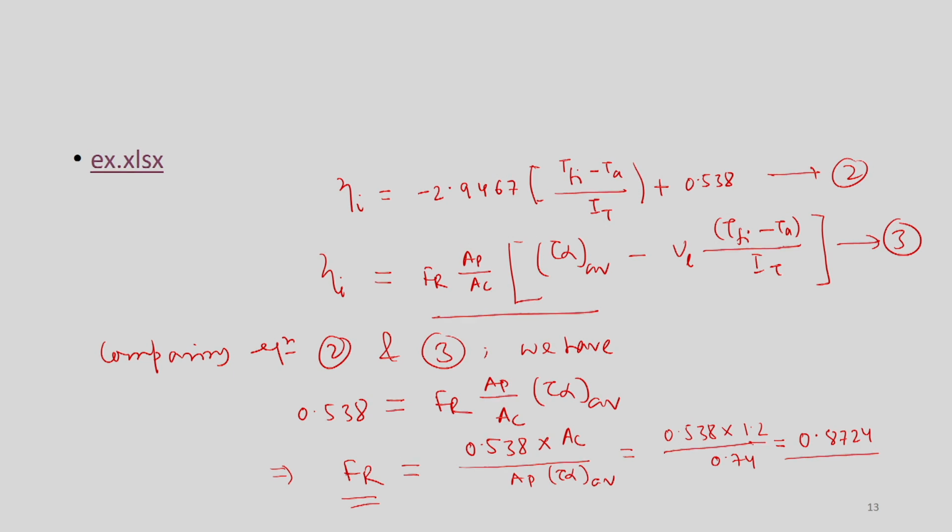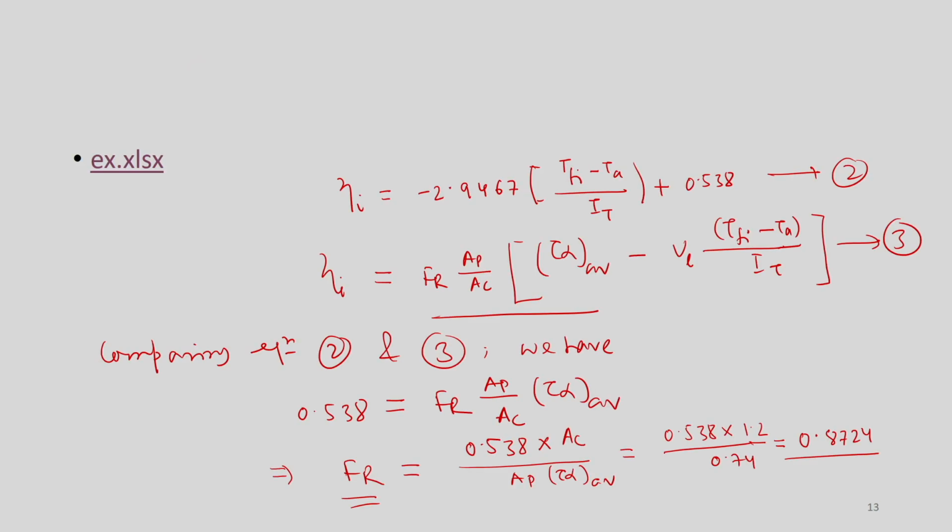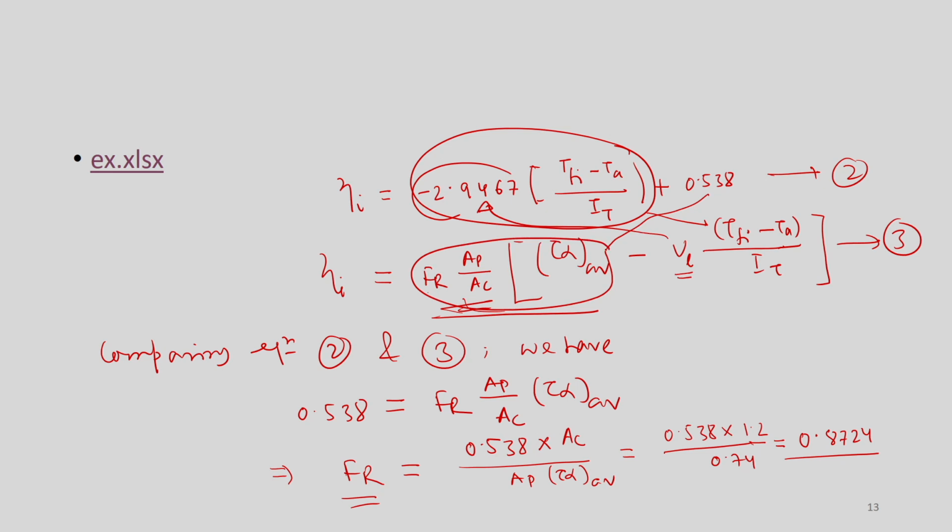Now our next calculation will be for UL, the overall loss coefficient. How to calculate this overall loss coefficient? We can use this part. Okay. So, FR multiplied by AP into UL is equal to this part. So, this part is equivalent to this part, when you multiply this part, and this part is actually this part. Okay.